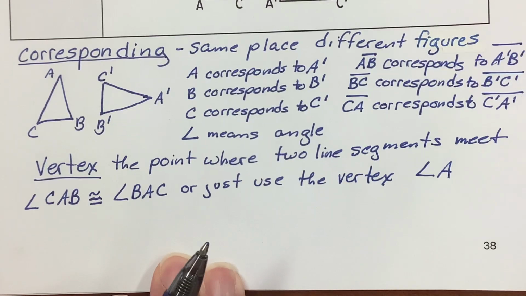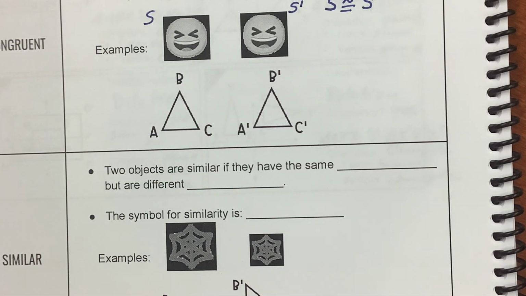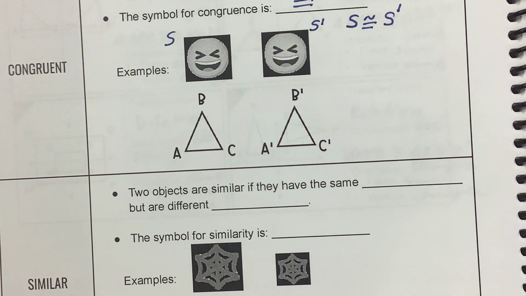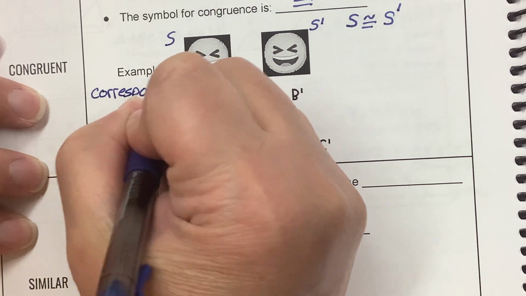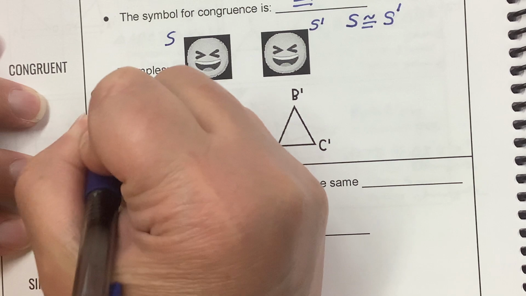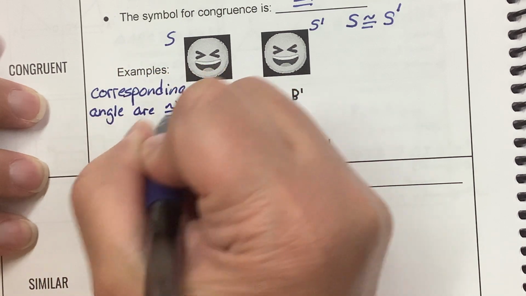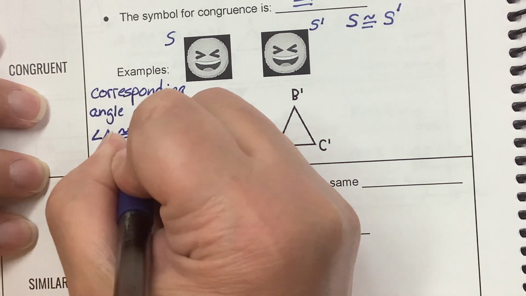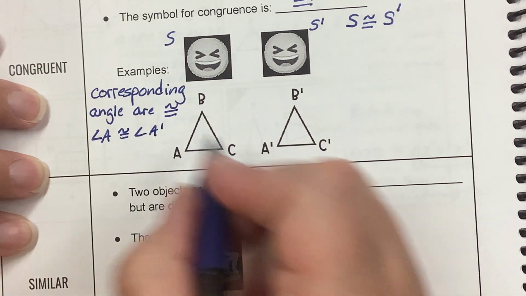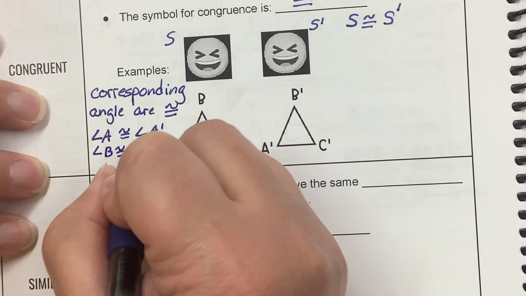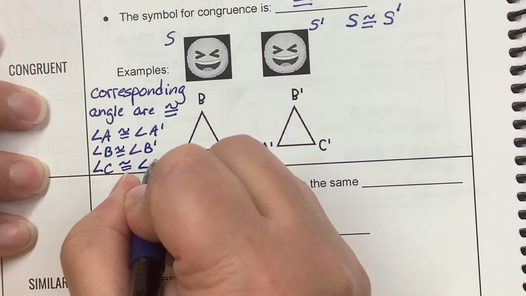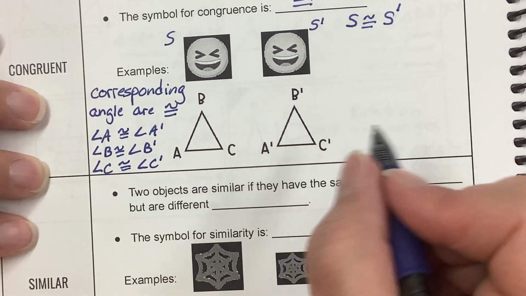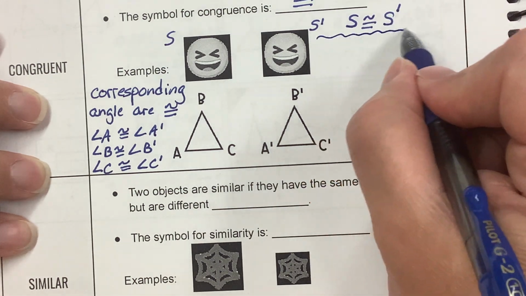So back up here. Corresponding angles are congruent. So in congruent shapes, these two shapes are congruent. Corresponding angles are congruent. So let me write that down. Corresponding angles are congruent. So angle A is congruent to angle A prime, and those are the corresponding angles. Angle B is congruent to angle B prime. Those are corresponding angles. And angle C is congruent to angle C prime. That's the corresponding angle. But it's also true about the sides. Corresponding sides are congruent.